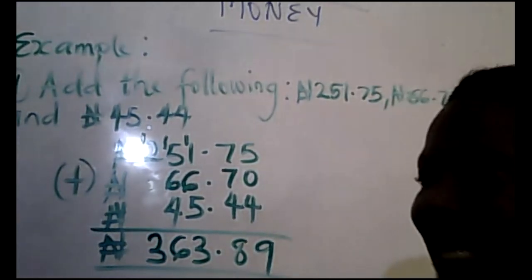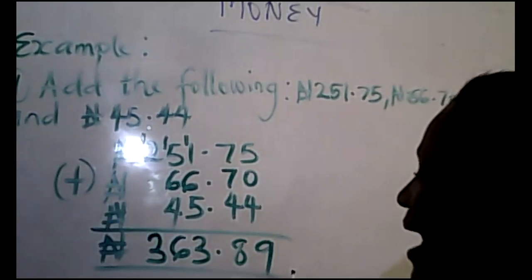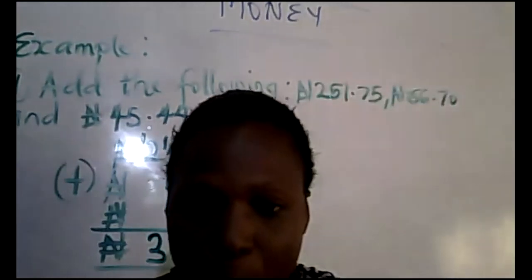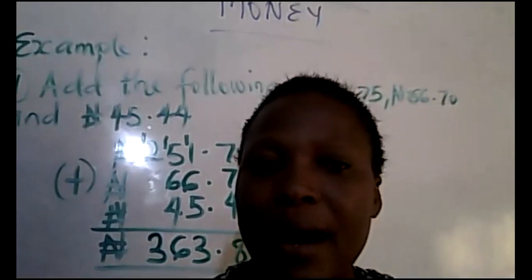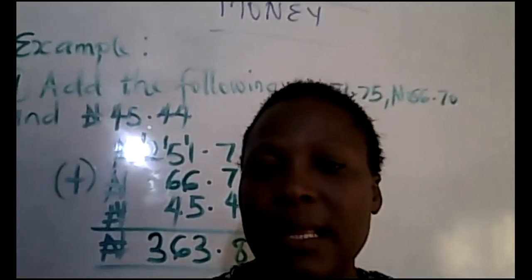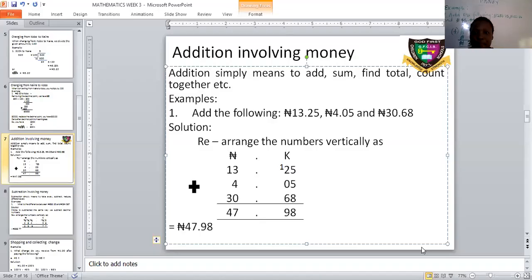So our answer is 363 naira, 89 kobo. Addition is all about finding the sum, the total, counting together, adding together, whichever word is used. Just know that it's all about addition. And your arrangement is very, very important, as well as your units.